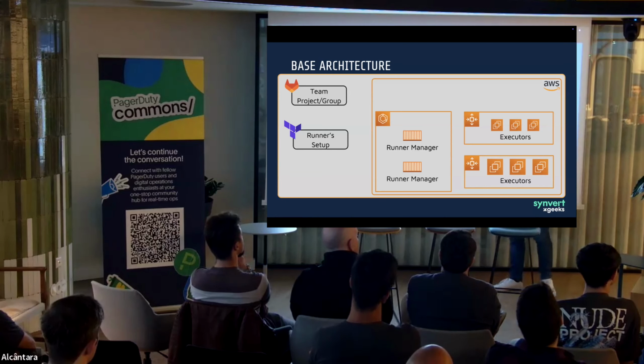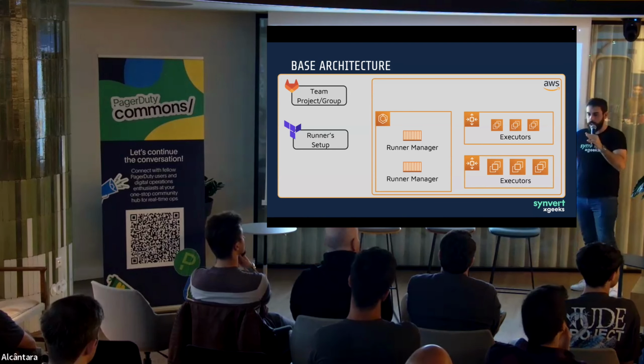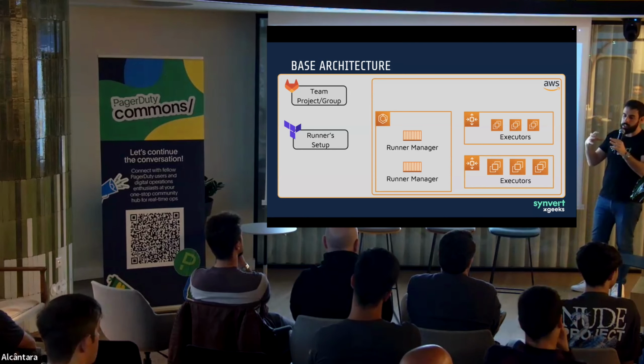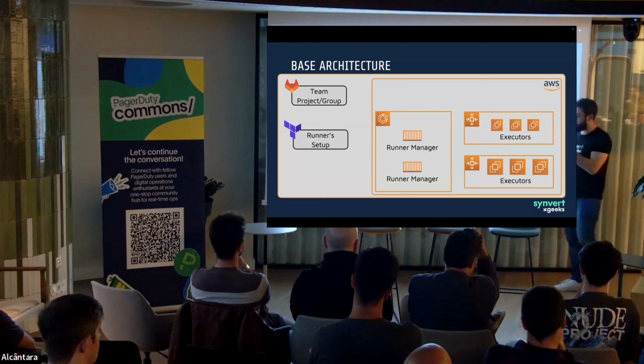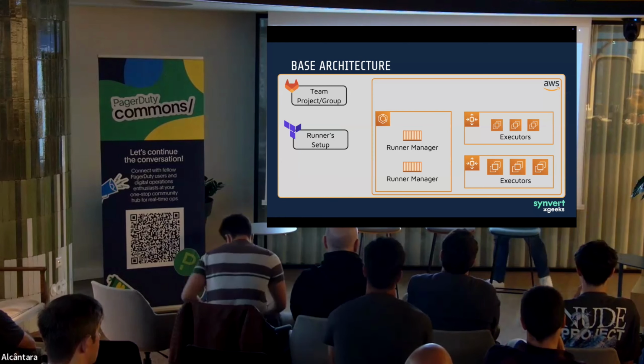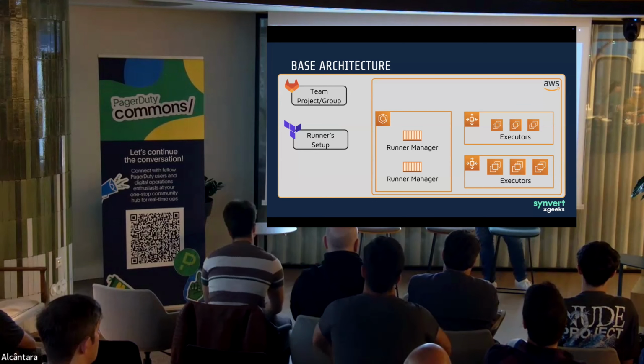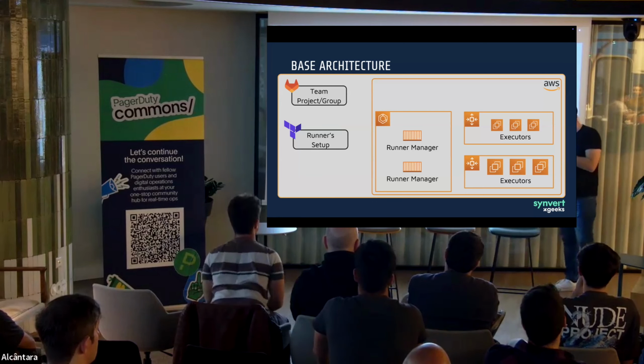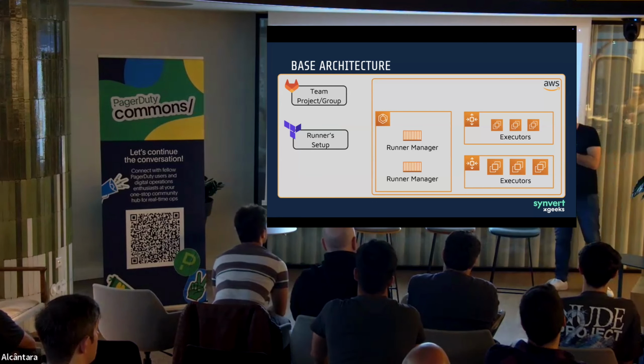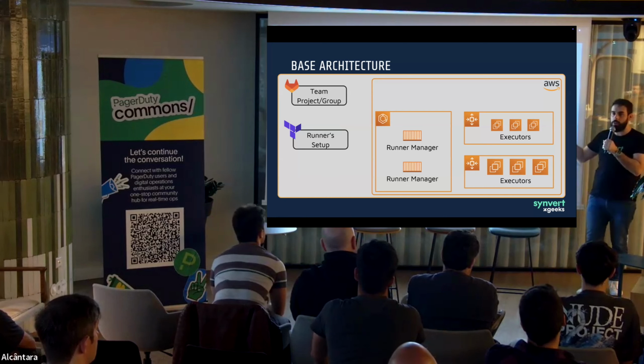So basically a runner manager is one instantiation of our module that basically corresponds to a runner with a certain tag or tags that are registered against a project or a group that will manage a specific auto-scaling group with specific types of machines.